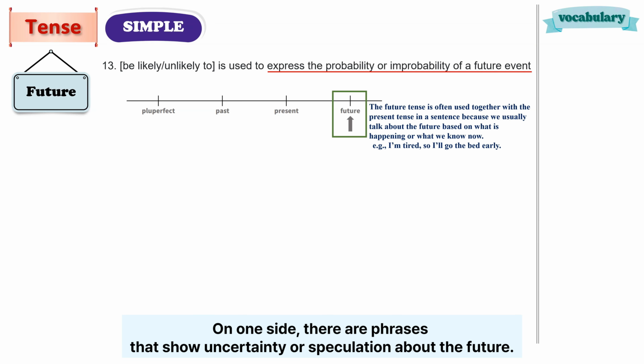On one side, there are phrases that show uncertainty or speculation about the future. On the other, expressions that show certainty, inevitability, or confidence about the future. This distinction may seem minor but is crucial for reading comprehension. Recognizing the writer's tone, whether confident or uncertain, can change how we interpret an entire passage and even affect which answer is correct on reading exams. So, this is very important. We'll study it in more detail in the reading course later, but let's build the foundation now.